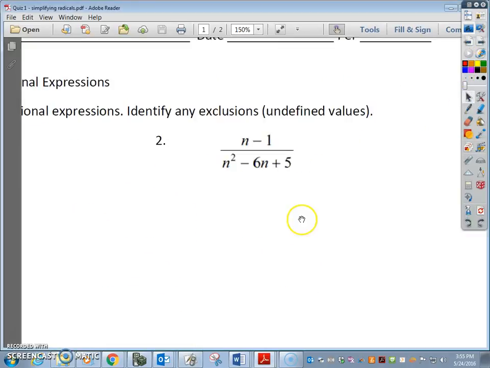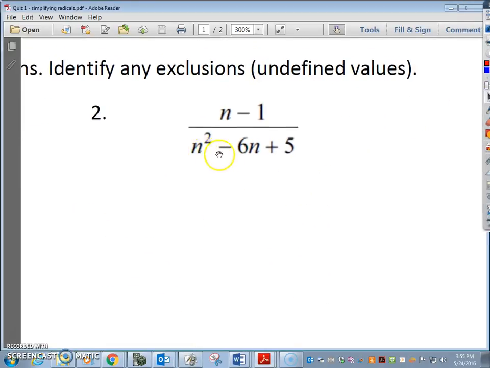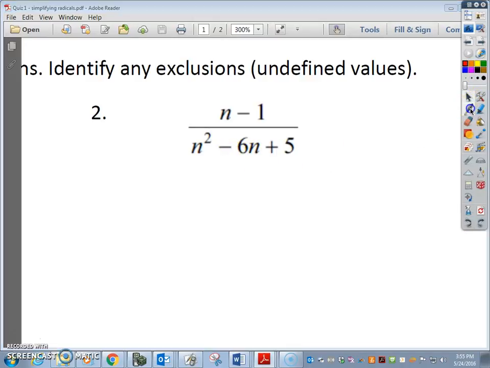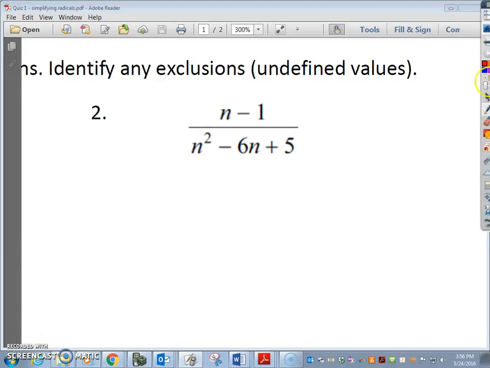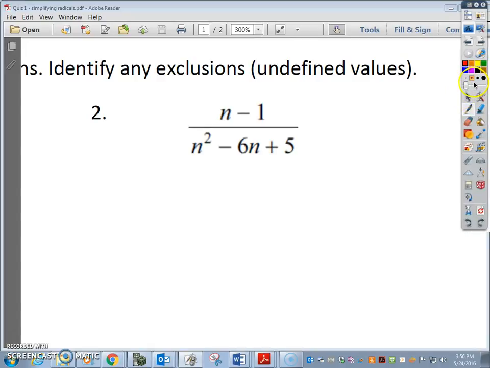Now let's look at number 2. I have n minus 1 over n squared minus 6n plus 5. Same thing, it's a fraction, it's a rational expression. I want to see if it reduces down. The only way it reduces down is if it has factors at the top and at the bottom. So let's see if we can break this down into its factors.